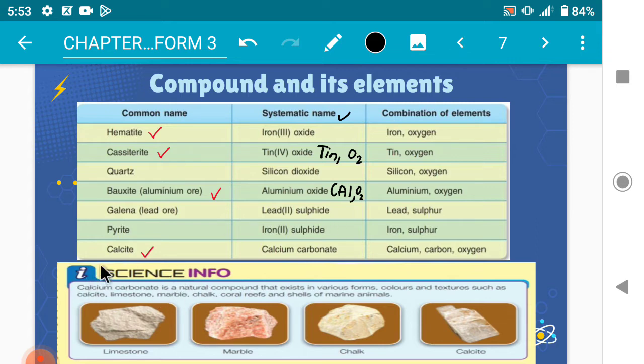You can read over here the science info, which is additional information for you. Calcium carbonate exists in several types such as limestone, marble, chalk, and calcite. So limestone, marble, chalk, and calcite are basically calcium carbonate.